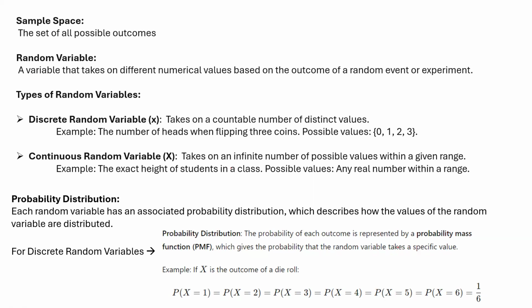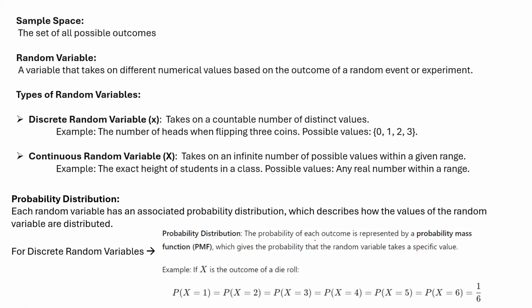If x is the outcome of a die roll, the probability of getting x equal to 1, x equal to 2, x equal to 3, and so on, is the same for every outcome, equal to 1 by 6, because there are 6 possible outcomes. We are talking about the probability of getting a particular outcome, which is always 1 by 6. So we represent this probability distribution on a graph.